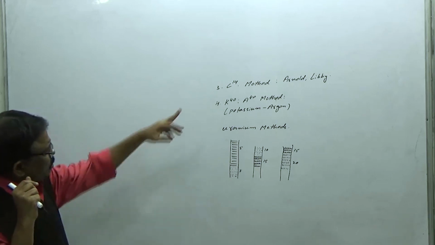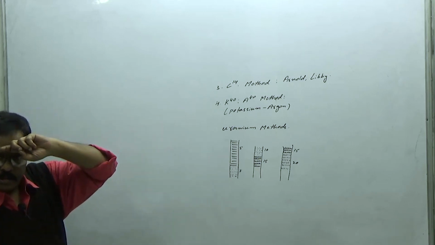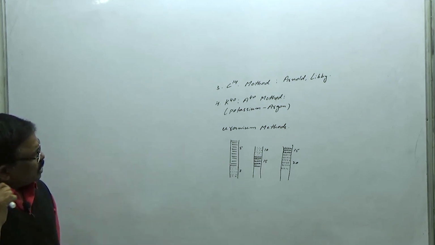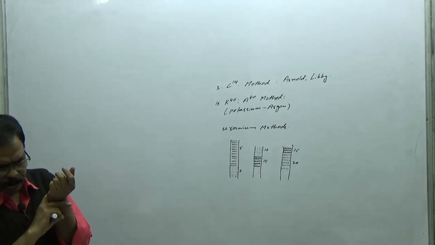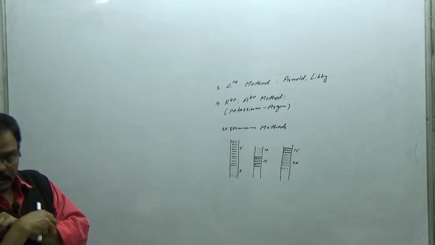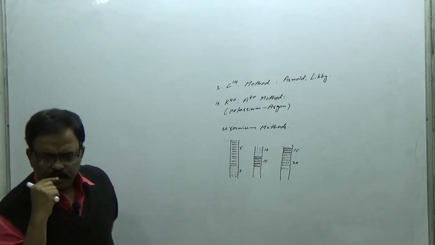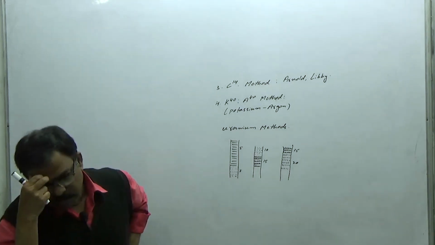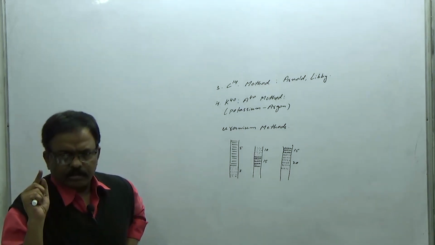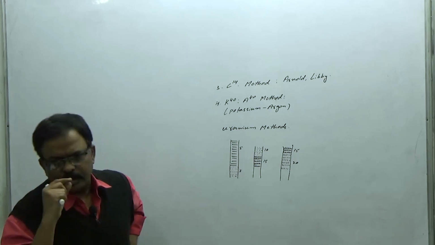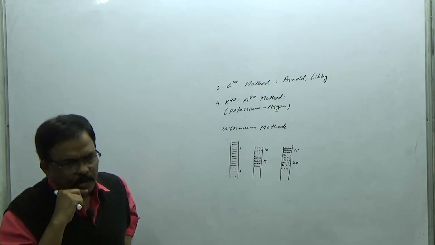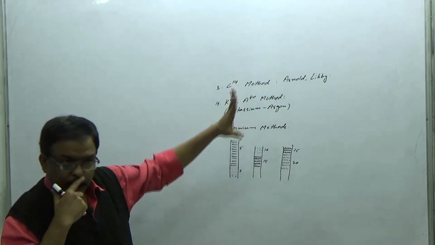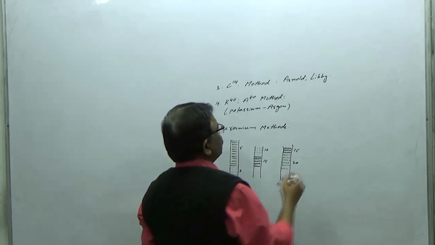But sometimes they give C14 method specifically. This is a very, very important method. C14 method is a carbon dating method based on radioactivity. This method was proposed by Arnold and Libby in 1950.